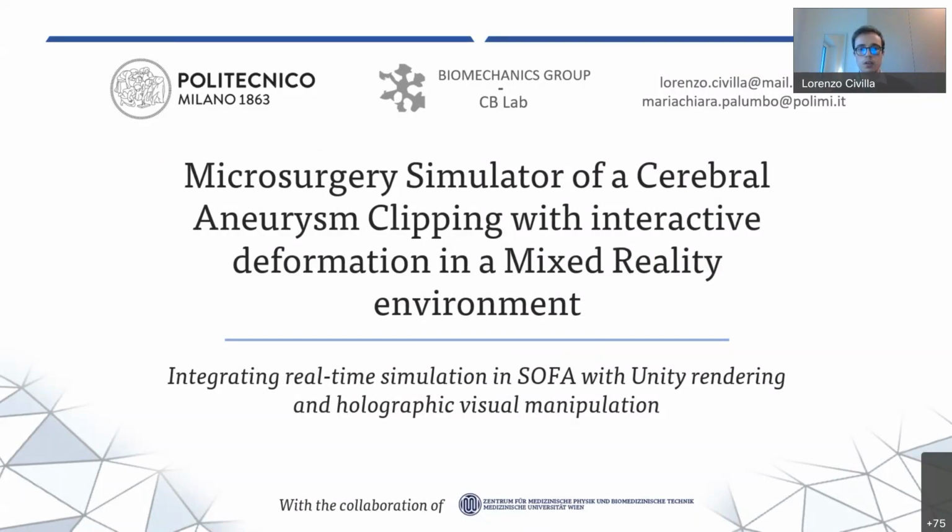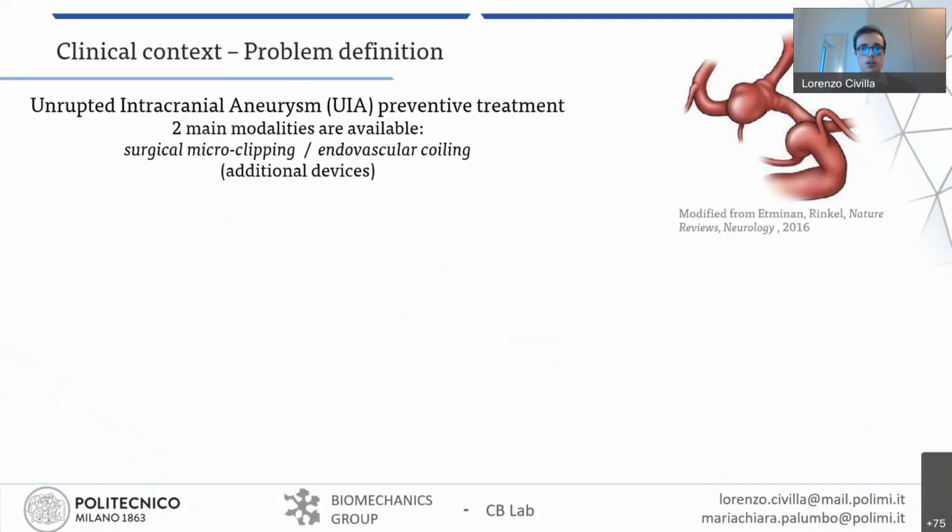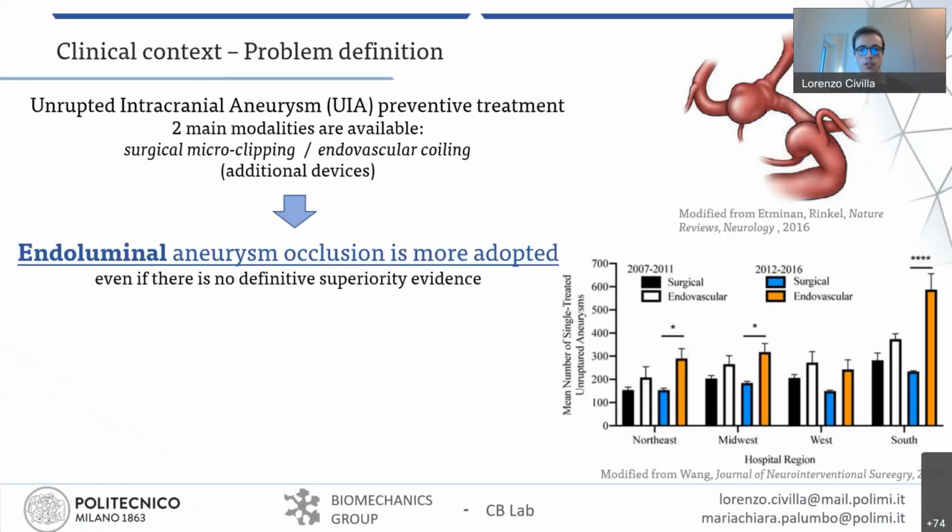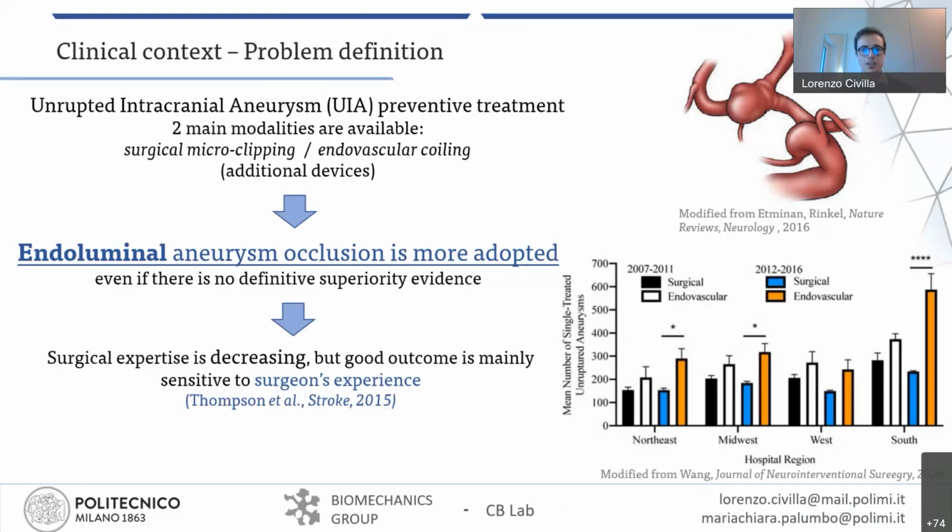So the context: unruptured intracranial aneurysms are bulging situations of an artery that occur inside the brain due to a variety of risk factors. Their preventive management can be performed by means of two main modalities, surgical microclipping or endovascular coiling with or without additional devices. In recent years, the endoluminal approach is adopted more and more, causing a reduction in surgical expertise when performing the clipping procedure. That being said, the surgical approach, that is the microclipping, is often the only possible solution.